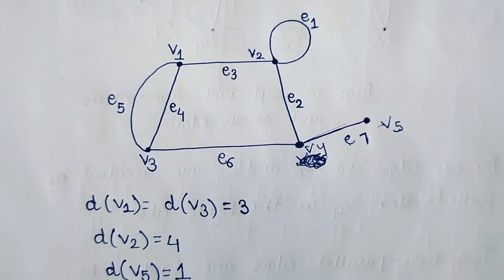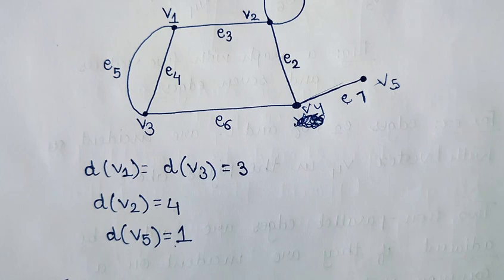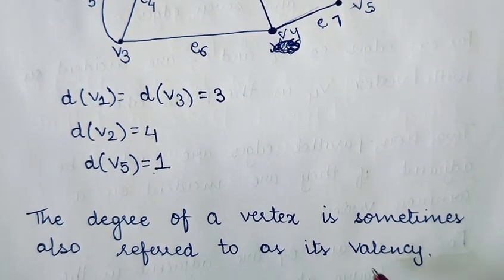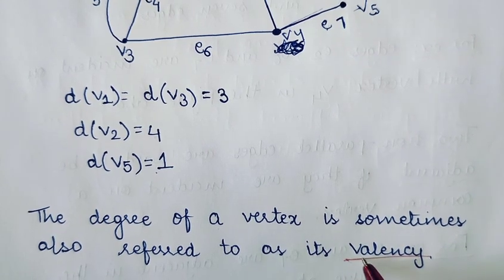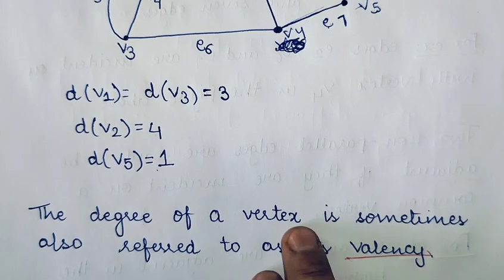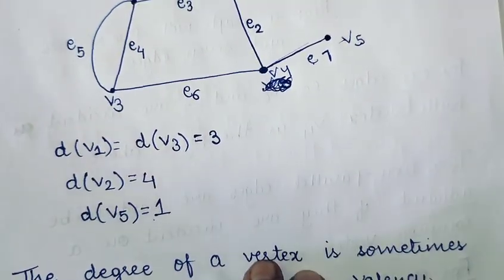So basically the number of edges that are incident with a vertex, or the number of edges which are associated with a vertex, are counted as the degree of that particular vertex, with self loop counted twice. The degree of a vertex is also sometimes referred to as its valency. That means if I say valency of a vertex, it is the same as the degree of a vertex.